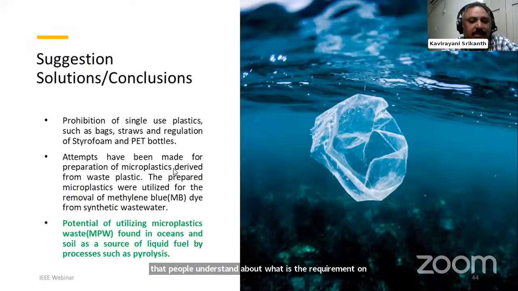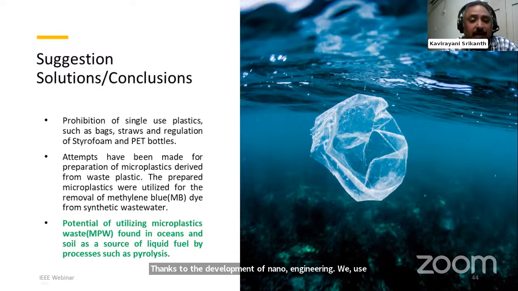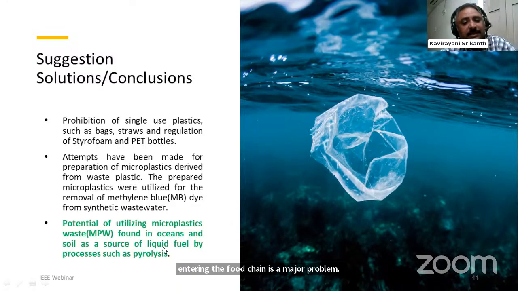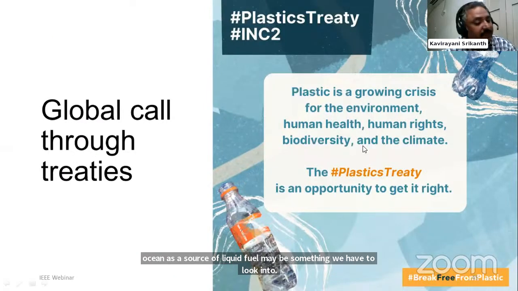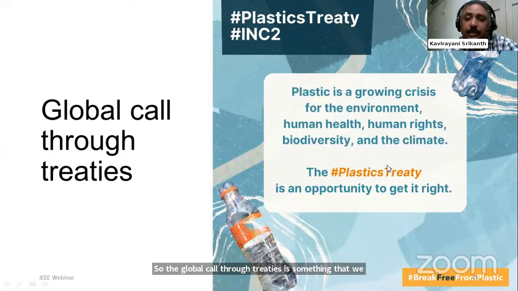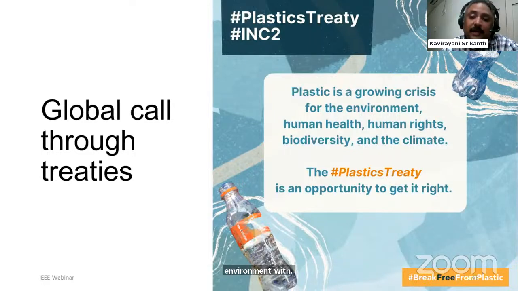And some of the suggestions are to reuse and redesign the development of microplastic, because if you're talking about micro and nanoplastic, they are used as drug carriers. Thanks to the development of nano engineering, we use nanoparticles for drug delivery, but the problems that are arising out of the other materials that are entering the food chain is a major problem. So the potential of utilizing microplastic waste found in the ocean as a source of liquid fuel may be something we have to look into. So the global call through treaties is something that we have to understand, which would ensure that we have an environment with human health improved, human rights improved, and biodiversity saved.